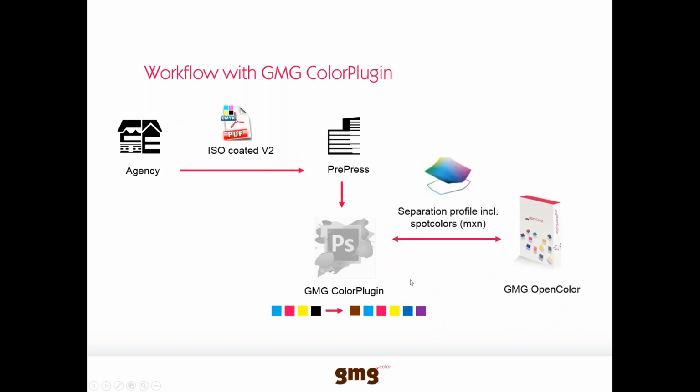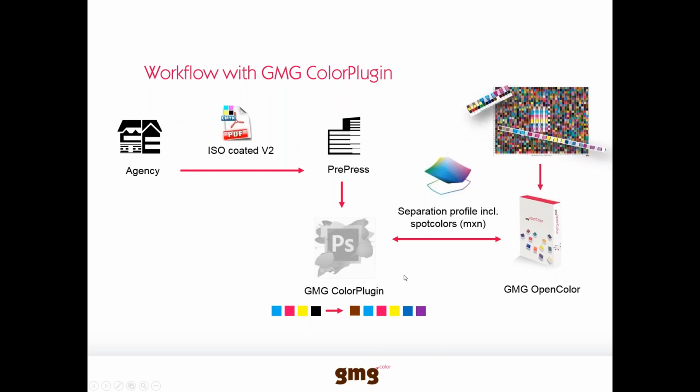And this works quite well because the ColorPlugin is directly connected with OpenColor, and OpenColor will send the plugin the separation profile including the spot colors. We call this kind of profile MXN, just for your notice. But as we will see later on, this is a dynamic connection, so you don't have to go to OpenColor, export a profile, and use it again in the ColorPlugin. It's dynamic, so OpenColor calculates in the background the profiles the plugin will need for the separation.